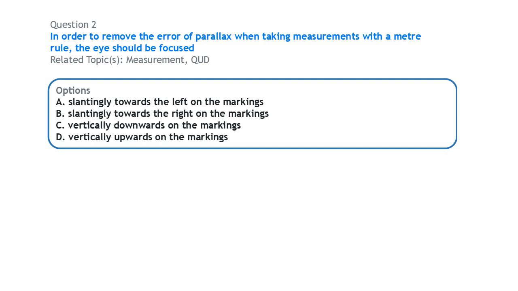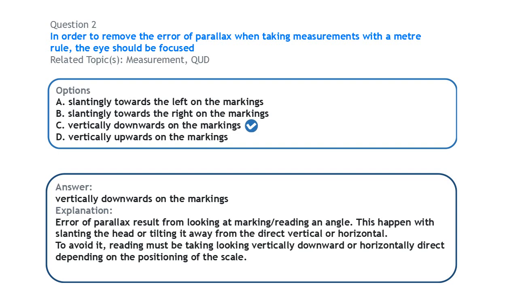Next, in order to remove the error of parallax when taking measurements with a meter rule, the eye should be focused vertically downward on the markings. That is, on the reading on that meter rule. So you should look at that meter rule vertically downward like this. You should not be looking from one side or from one angle. You should be looking vertically downward on that marking.